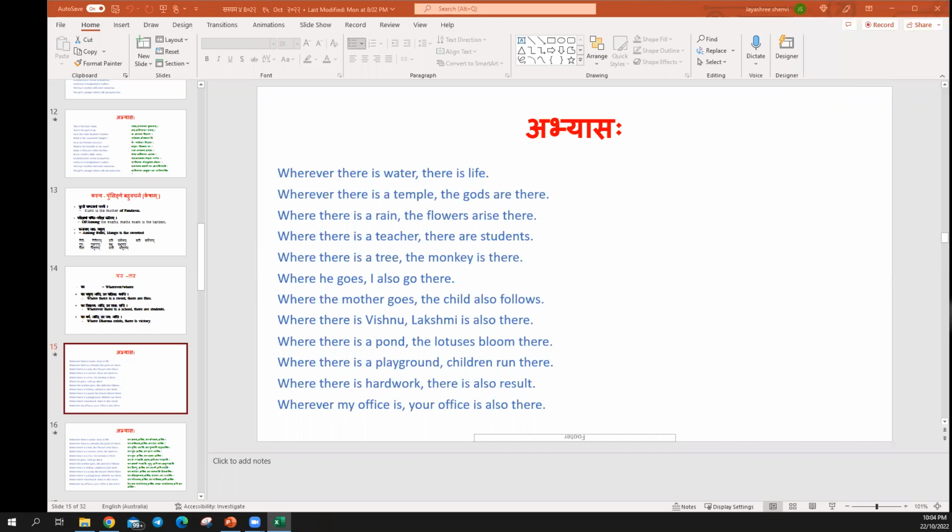Yatra vrikshaha asti tatra vanaraha asti. Sami. Divya Mahoday. Yatra saha gacchati tatra aham gacchami. Ahamapi gacchami. Raghavan Mahoday. Yatra mata gacchati tatra putra anu gacchati. Shishuhu, we can say, no? Shishuhu is the correct word here because it says child. So shishuhu is better for a child. If it says the son also follows, then putra.